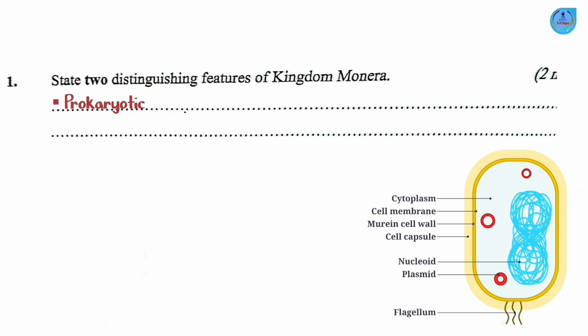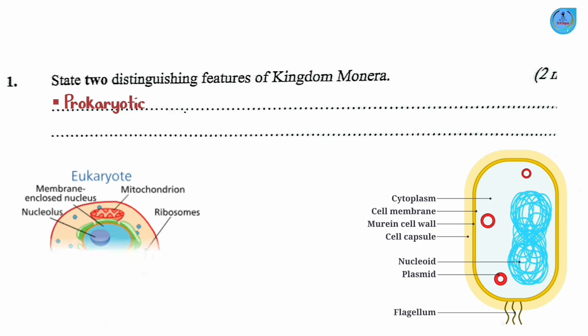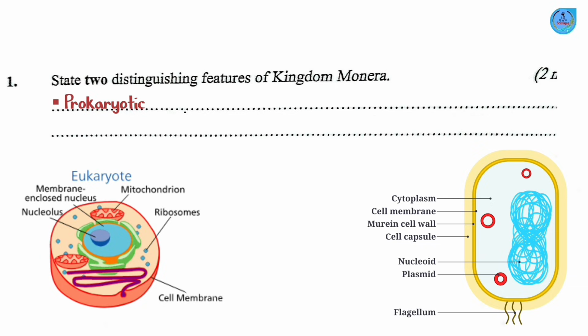In fact, this is the most fundamental characteristic that sets bacteria apart from any other organism belonging to the other 4 kingdoms. So bacteria are prokaryotic in that their nuclear material is not surrounded by a membrane. All the other 4 kingdoms have organisms whose nuclear material is surrounded by a membrane and is therefore referred to as eukaryotic. So number 1, prokaryotic.